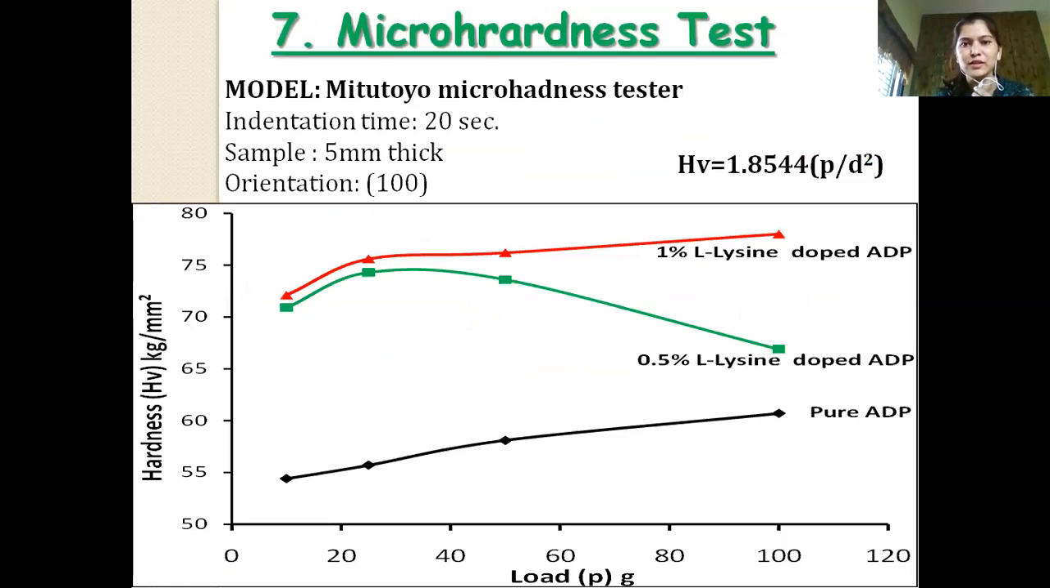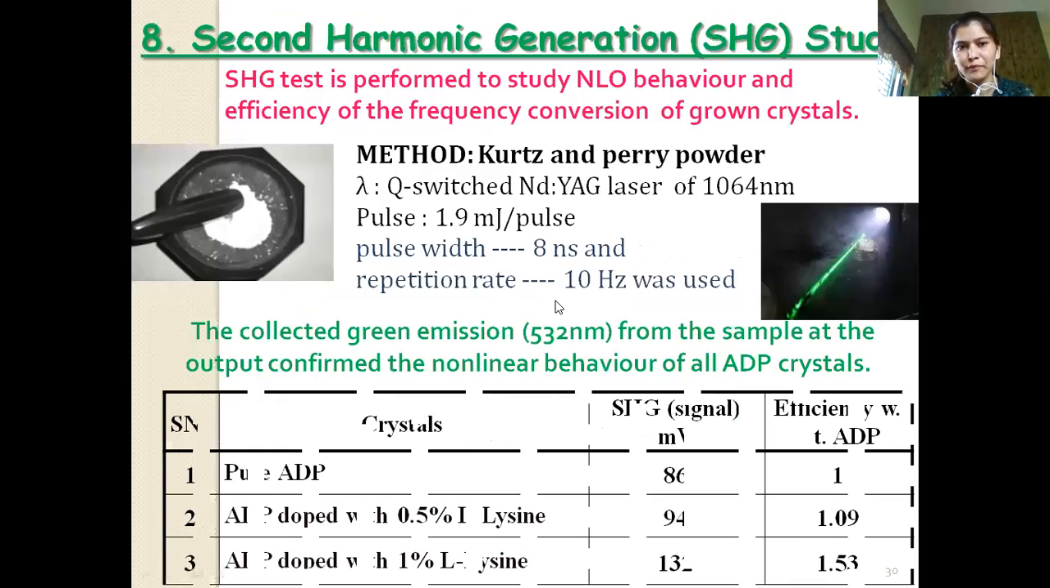Now, moving towards the micro hardness test. If you are talking about device applications, mechanical strength is a very important parameter to study. That's why I have done the micro hardness test. I have used the Vickers micro hardness technique to find out the micro hardness of my grown crystals. This graph shows that the 1% lysine doped ADP has good mechanical strength as compared to pure ADP. Now, moving towards the next very important characteristic, that is second harmonic generation.